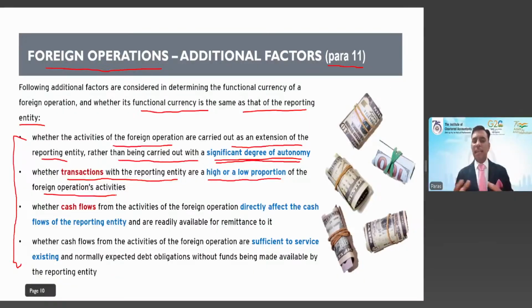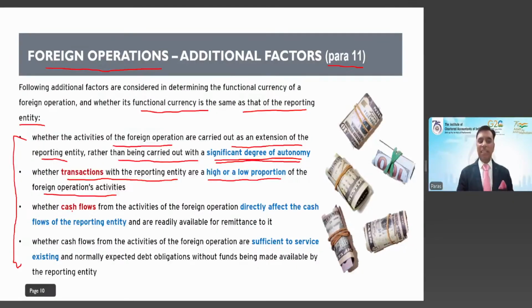So you need to evaluate in the second point what is the volume of transactions between the foreign operations and the reporting entity, whether the foreign operation is dependent on the transactions with the reporting entity. If the answer is yes, then we will say the foreign operation is dependent on the reporting entity, and hence the functional currency would be the same in this case. But if there is a low proportion of transactions, then we can say the foreign operation is running its business independently, and we need to determine the functional currency of the foreign operation on the basis of para 9 and para 10.